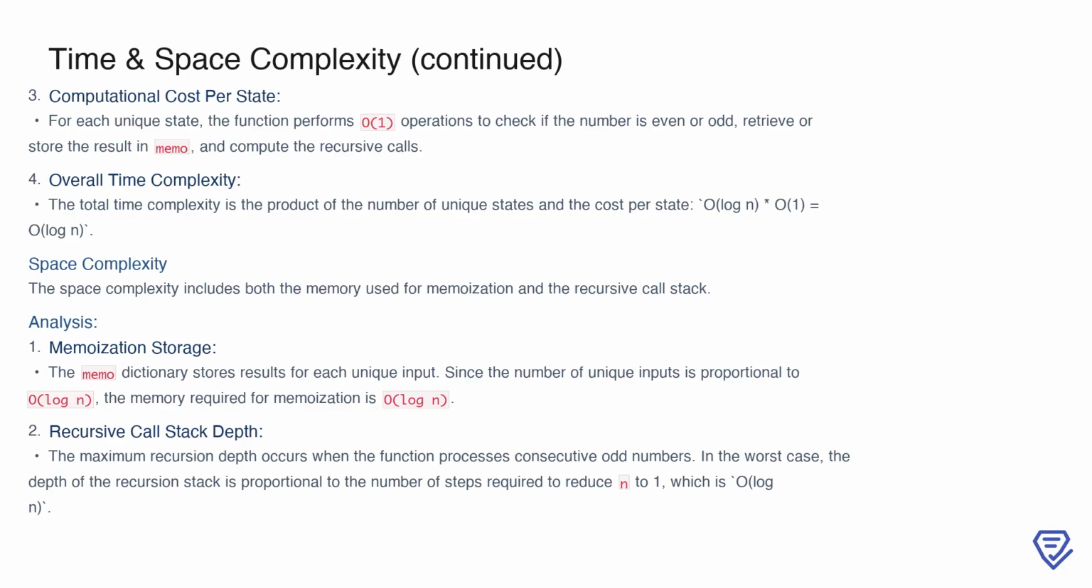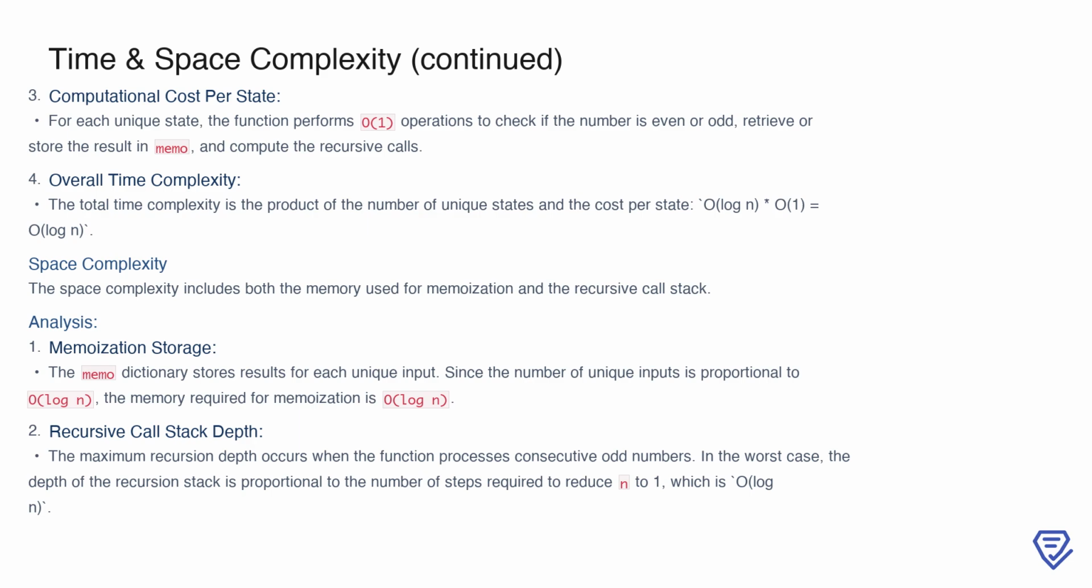The function performs constant time operations to determine whether a number is even or odd, to retrieve or store results in the memoization dictionary, and to compute the necessary recursive calls. As a result, the cost per state is O(1). When we combine the number of unique states, which is O(log n), with the cost for each state, the overall time complexity becomes O(log n) * O(1) = O(log n).